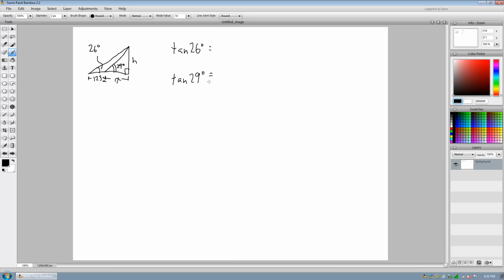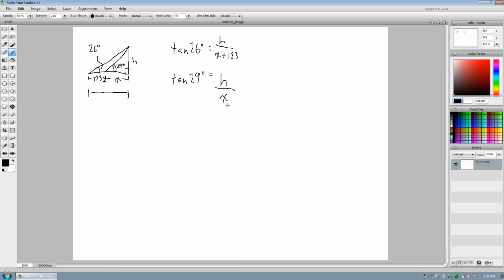So the tangent of 26, the opposite side is h, and the adjacent side is this whole thing down here, which measures whatever x is plus an extra 123 meters. So down here we'll say x plus 123. For tan 29, the smaller right triangle, the opposite side is also h, but now the adjacent side is just x. It's just the second part of the journey. So h over x.